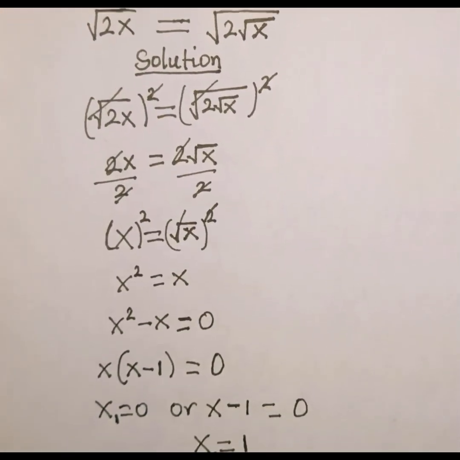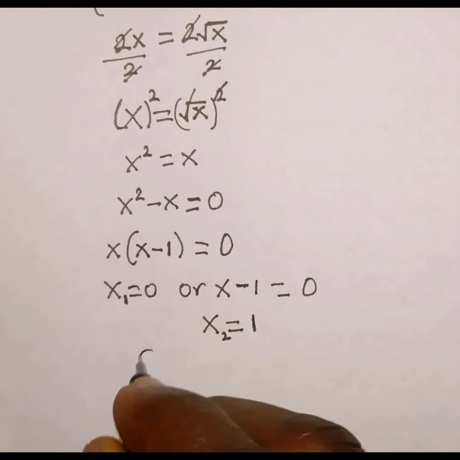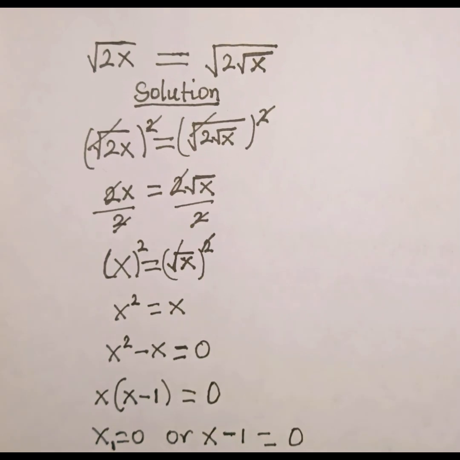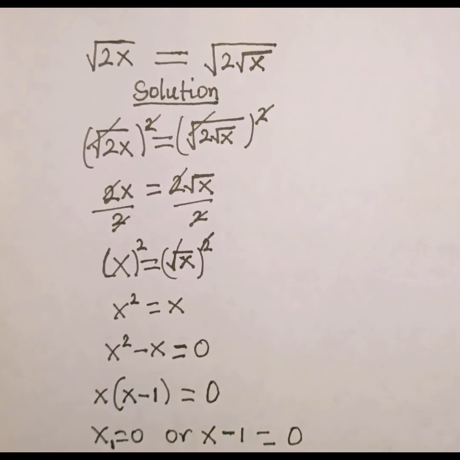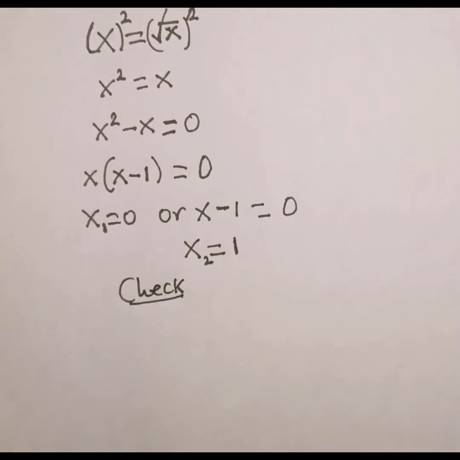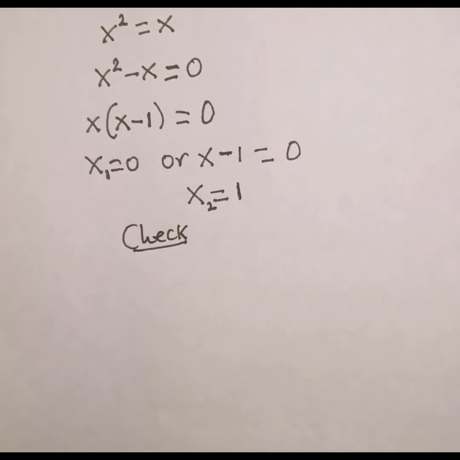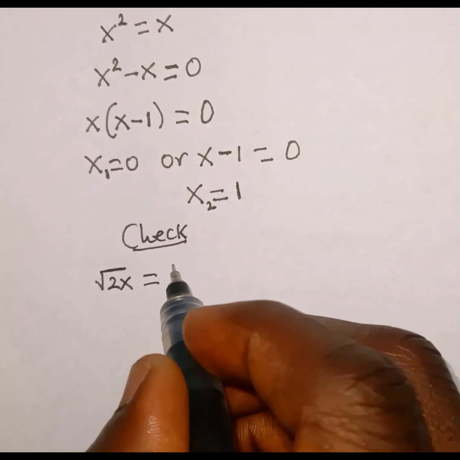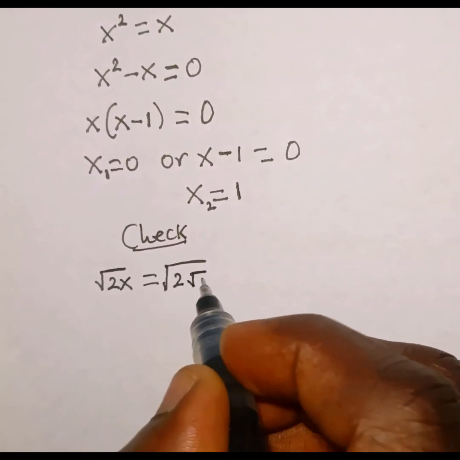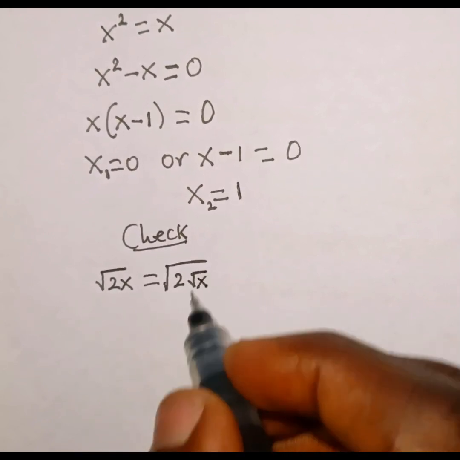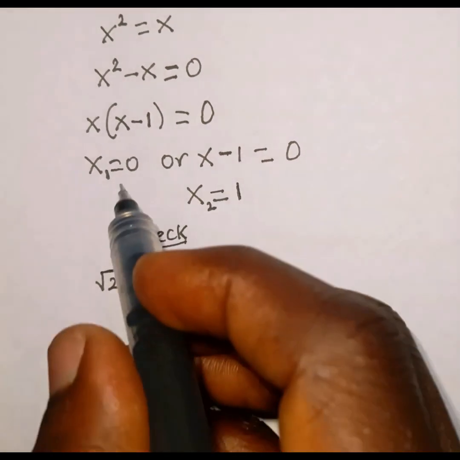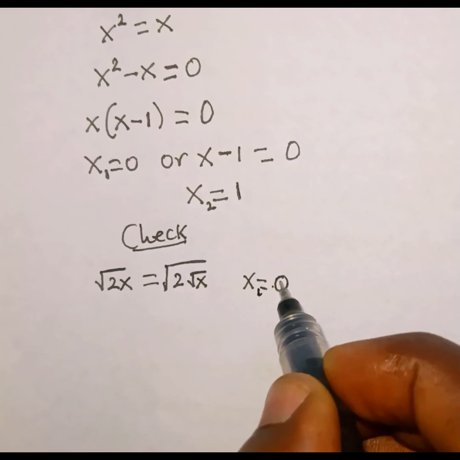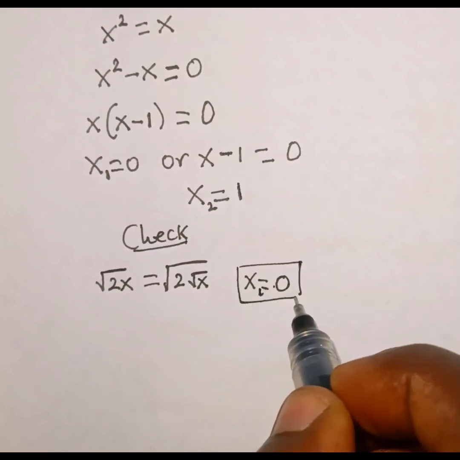Now we are going to check. To check, we are going to first copy the original equation. If you look at the original equation, it is the square root of 2x equal to the square root of 2 times the square root of x. So we're given that the square root of 2x is equal to the square root of 2 times the square root of x. Now, the first solution, x1, is equal to 0, which is the first value of x that we got.